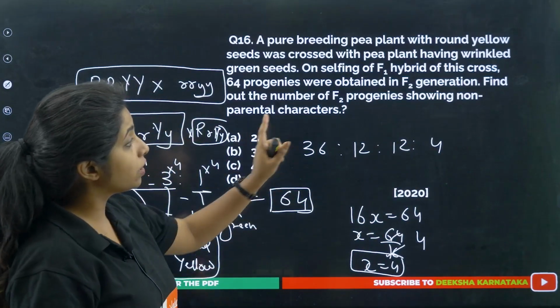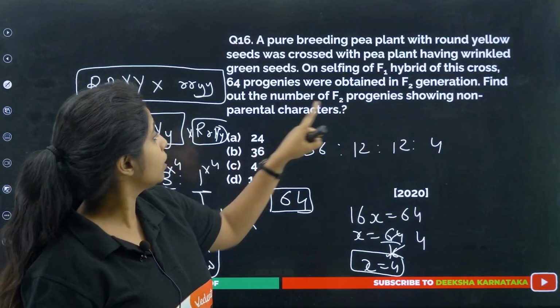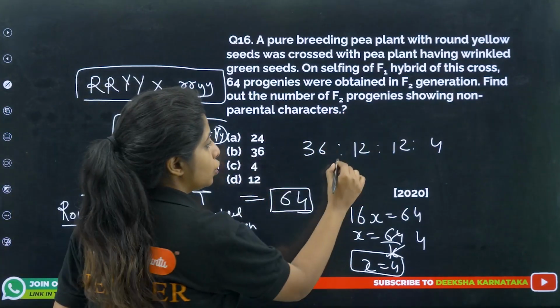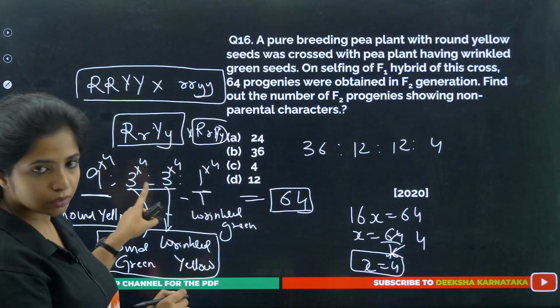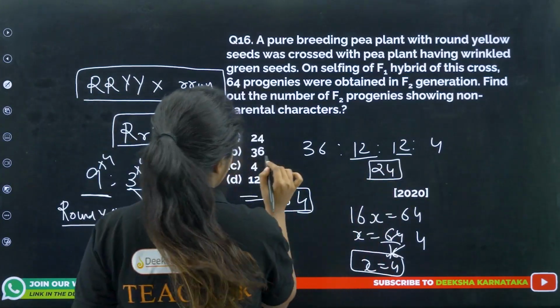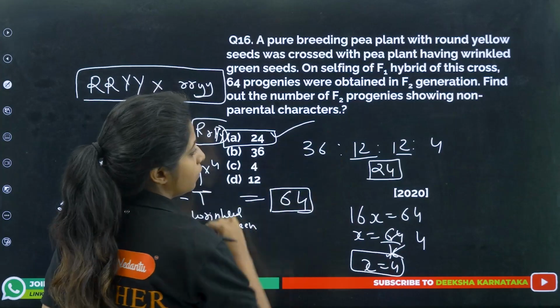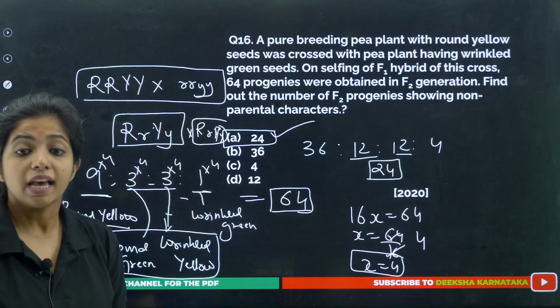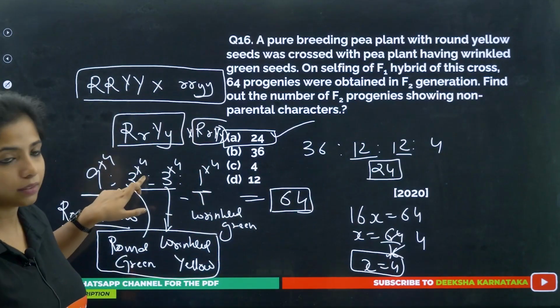Now we are asking about the number of organisms or progeny showing non-parental characters. So non-parental are these both. So you plus this 12 plus this, you get 24 of them. The answer becomes 24. This came in 2020, and for knowing this question, you should be knowing this.